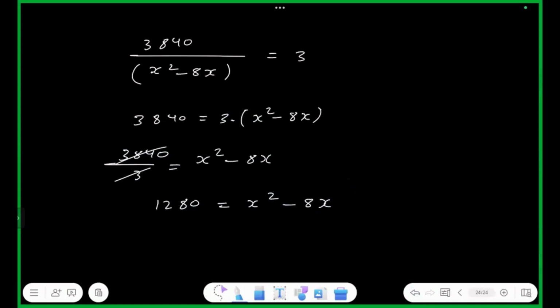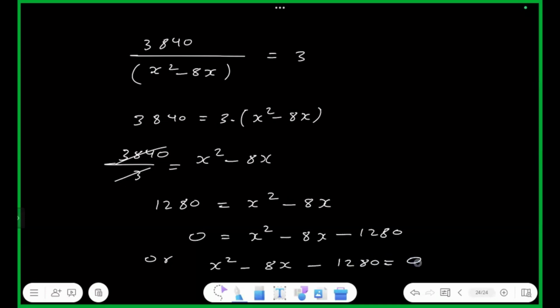Now, what if the numbers did not cancel with each other, like here? Then you will do it normally: you will multiply 3 with x square, and you will multiply 3 with 8x. You will get the things, and you will do it like that only. It does not matter. But where it is getting cancelled, you can cancel it also. Now see here, x square minus 8x minus 1280 is equal to what?